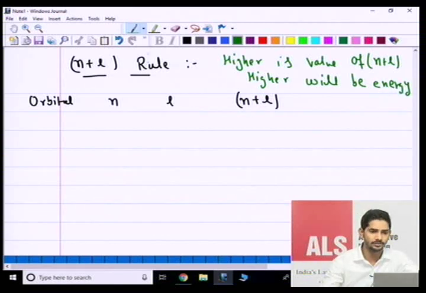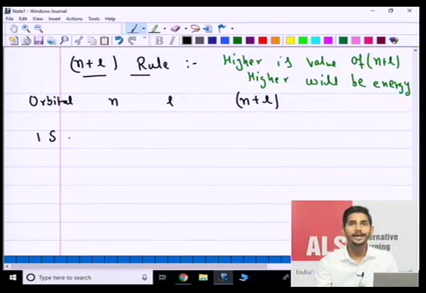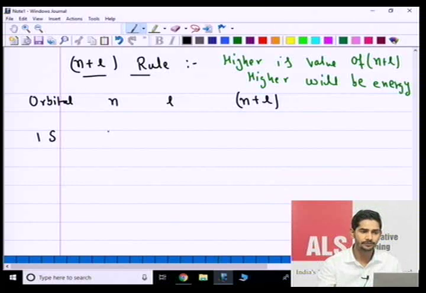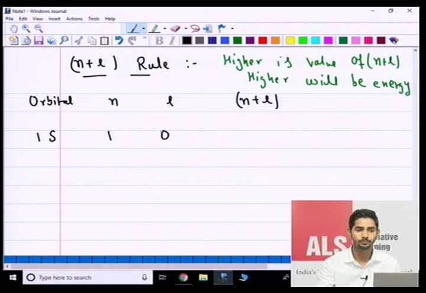Okay, now look at this. 1s. Guys, first of all, make this clear: the numbers, the digits 1, 2, 3, 4, 5 and so on, represent the value of n in the atomic orbitals. Before the alphabets, the number represents the value of n, whereas this is your s subshell. So we know that the value of L for the s subshell is 0.